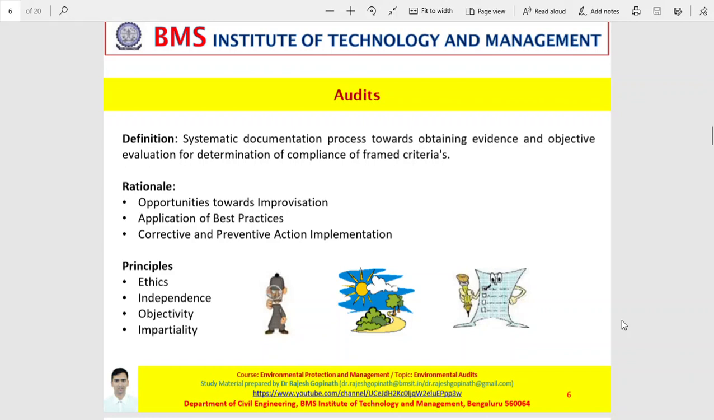So basically, what is an audit? Audit is a systematic documentation process. And what do you do in this? You try to obtain evidence and do an objective evaluation for determining compliances. So in other words, if you have a certain criteria and you're trying to understand how well the criteria has been met, you do it by obtaining evidence in a systematic manner, which involves documentation and the evaluation of it, which is an objective aspect. So as the slide says, it's a systematic documentation process for obtaining evidence and its objective evaluation for assessment of compliance for the framed criteria.